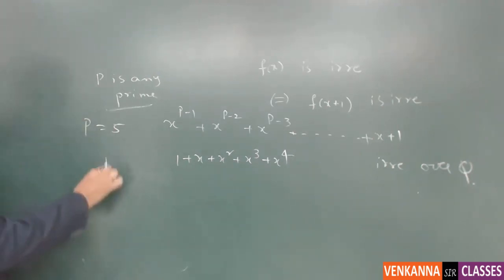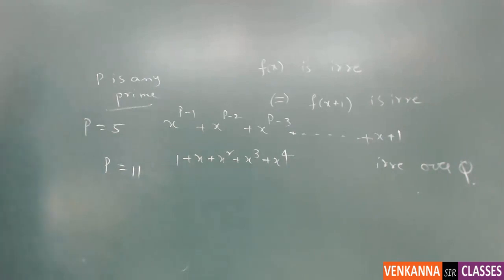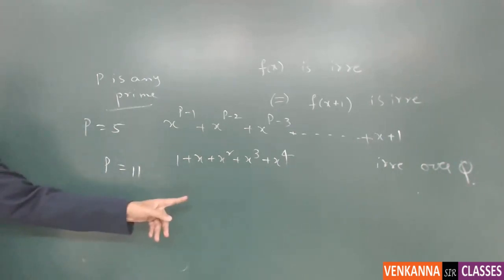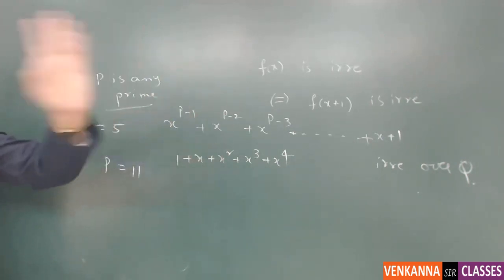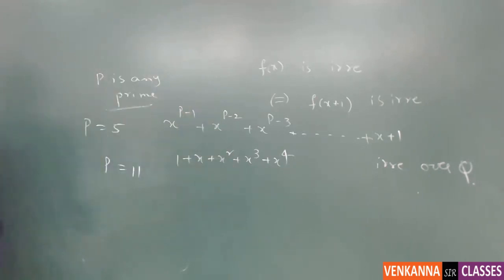If I have taken that p is equal to 11, then what will be my polynomial? 1 plus x plus so on plus x power 10 is irreducible over Q. That is the strategy of the problem. Okay? Is that fine?